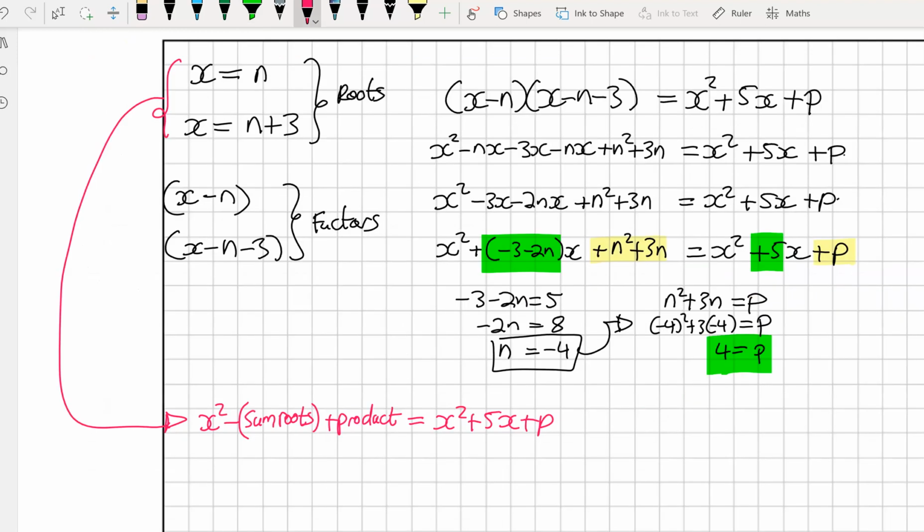I could have also done this directly using just the roots, knowing that a quadratic is made by x squared minus the sum of the roots times x plus the product of the roots, and let that equal x squared plus 5x plus p.